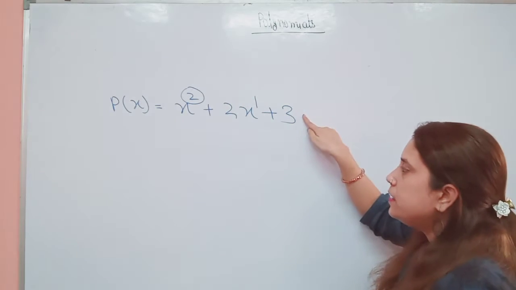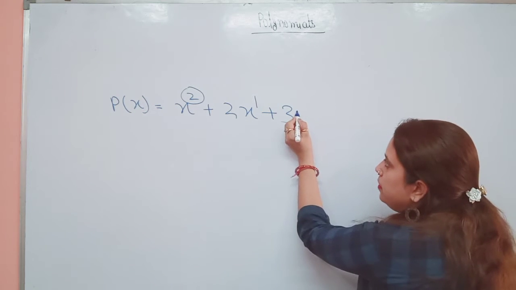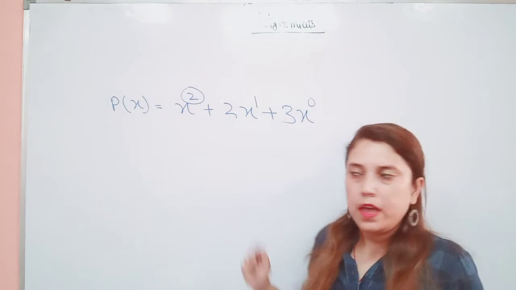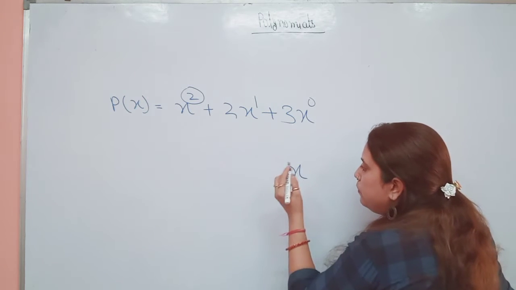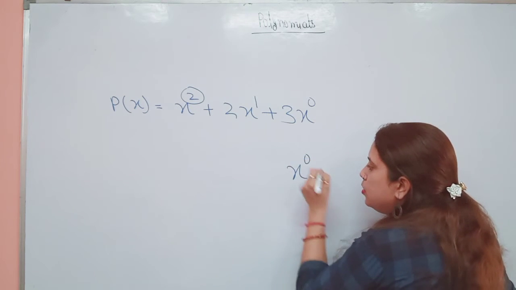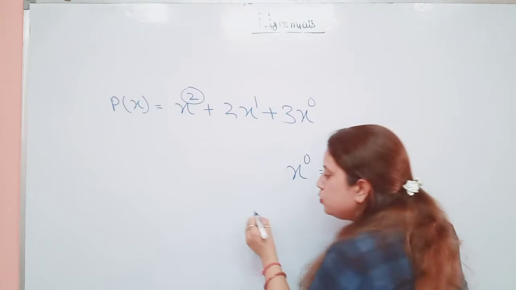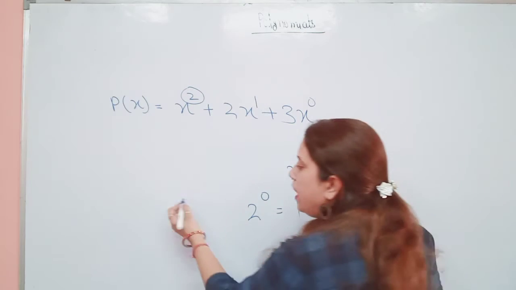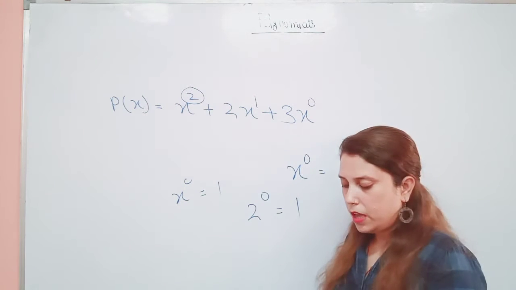Now in the constant term, no variable is there, so we can write x raised to the power 0. If any number has degree 0, it means the value will be 1. If 2 is raised to the power 0, it means 1. If any variable is raised to the power 0, it means 1.